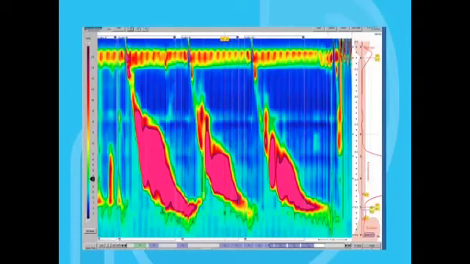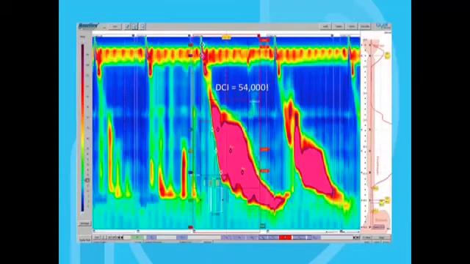This is a tracing from a patient of mine who presented for evaluation of severe crushing chest pain. You can see on the tracing that there are very high amplitude peristaltic contractions after swallows. The average amplitude in the distal esophagus is more than 500 millimeters of mercury, more than perfusion pressure. If we calculate the DCI, it turns out to be more than 54,000, which is possibly a world record. This is a classic case of jackhammer esophagus, and fortunately the patient has responded very well to Botox injections.